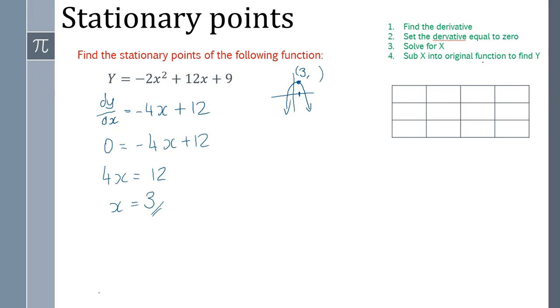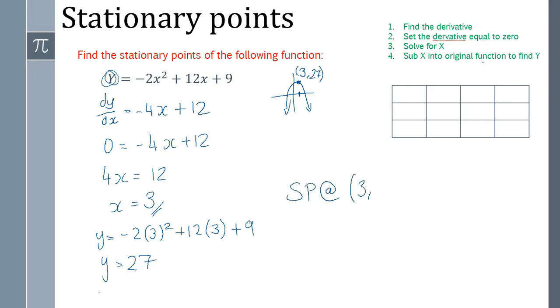So I'm going to sub this back into the original function to find y. Okay, have I already done this? I have 27. So that point there is (3, 27). So we've got a stationary point at (3, 27). Now, in some questions that will be enough. In others, they will ask you to justify the type, and we're going to do that too.